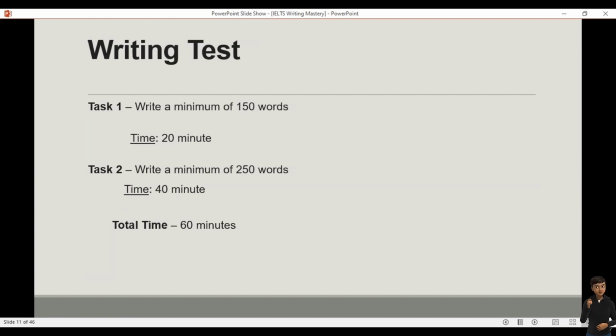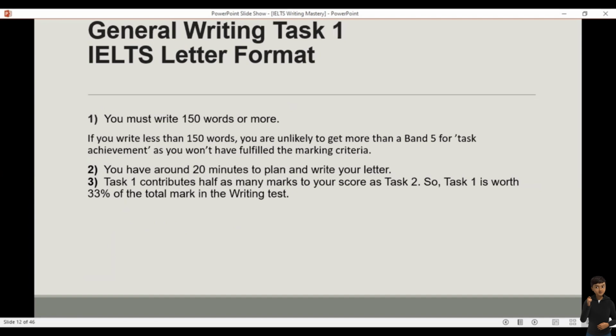So the total time duration for the complete writing task is 60 minutes, whether you are taking General Training or Academic. Now we will focus on the General Training Writing Task 1, the IELTS letter format. For General Training Writing Task 1, you must write 150 words or more.